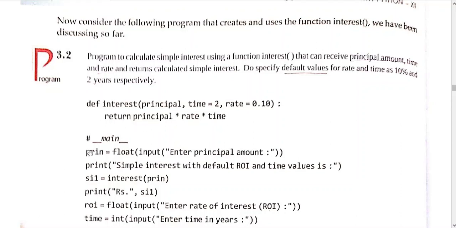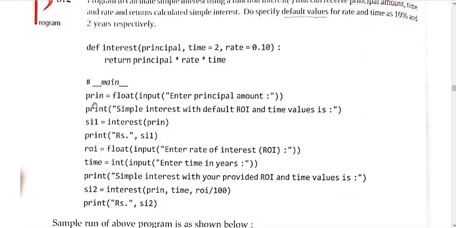So from here the main execution will begin. How will it begin? Firstly, prin is your variable that is going to hold the value of the principal that you will be entering. The user will be entering that in the float data type. Once the user has entered this principal amount, this print statement will print this particular line as it is, and then SI1, this is a variable again that is going to store the value that will be calculated from this interest function.